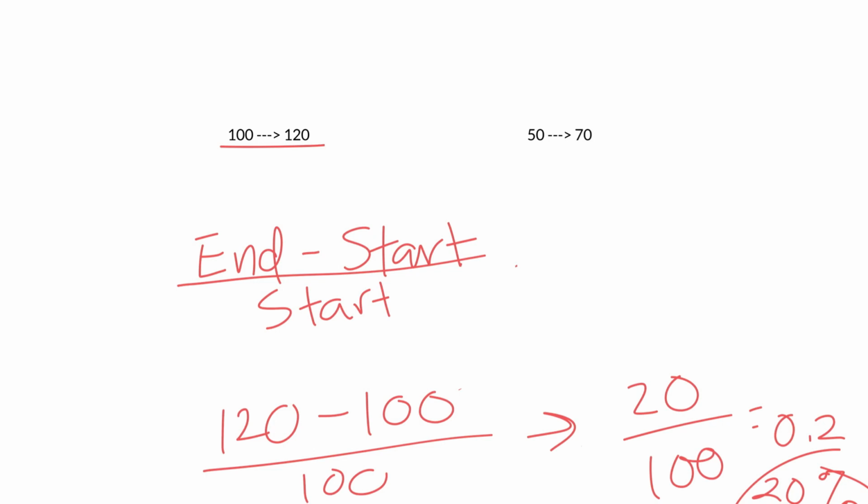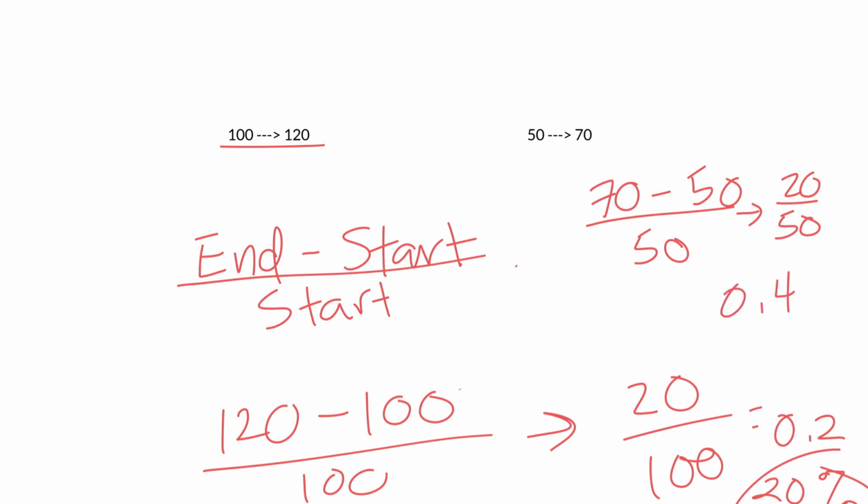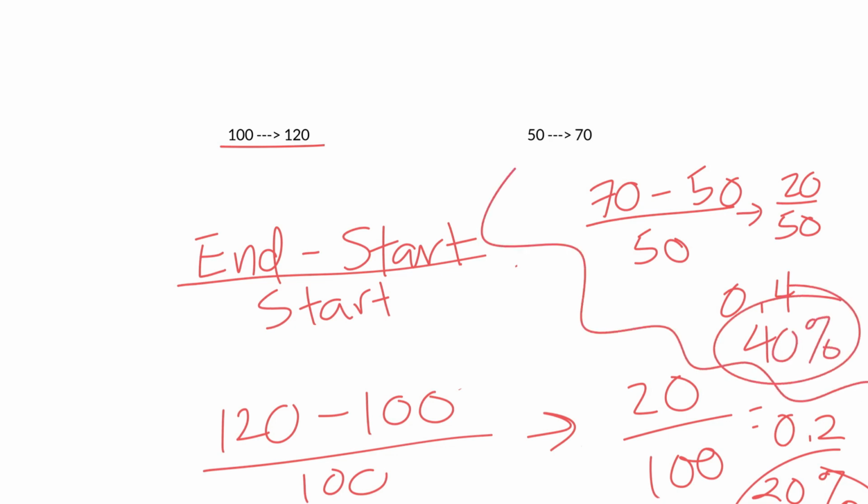Let's try that again with the second problem. So going from 50 to 70, again, 70 goes first because we ended up with that number, minus 50. Then we're going to divide by 50. So 70 minus 50 is also 20 in this case, over 50, which simplifies to 2 over 5 or 0.4. So in this case, that's a 40% increase from going from 50 to 70.